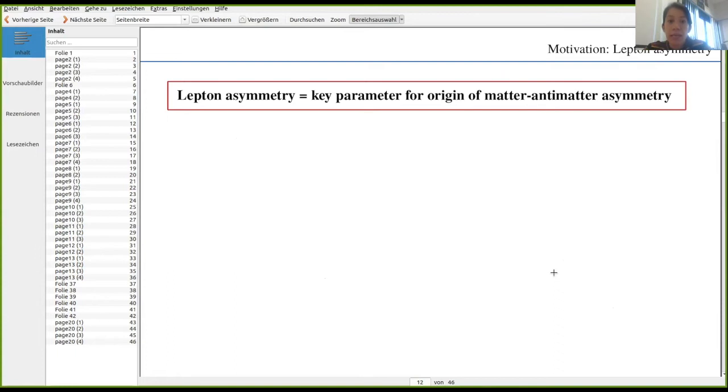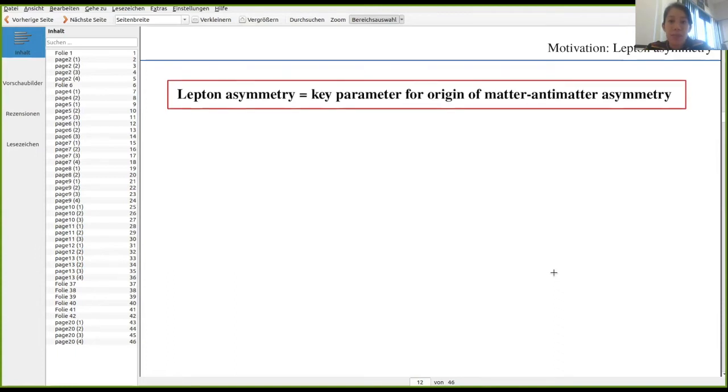In any case, I'm really not an expert on theories of how to create a large lepton asymmetry, but for me, the bottom line here is that lepton asymmetry is certainly one of the key parameters to understand the origin of the matter-antimatter asymmetry of the universe.